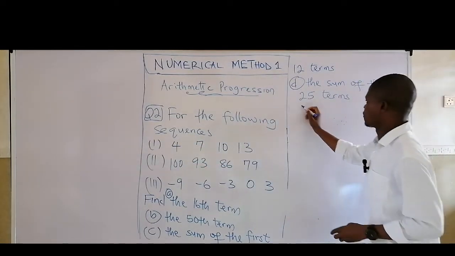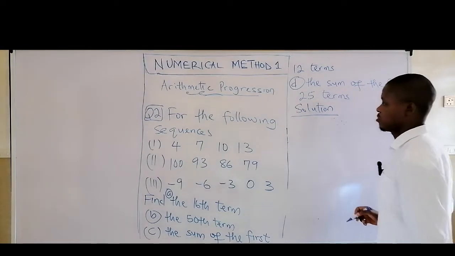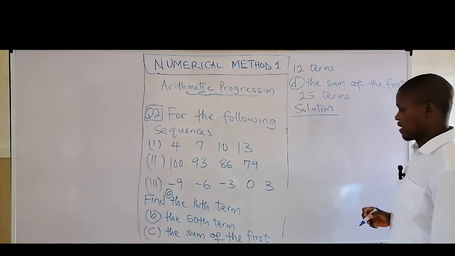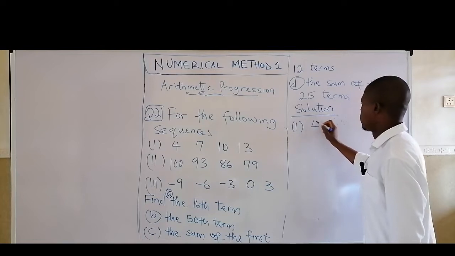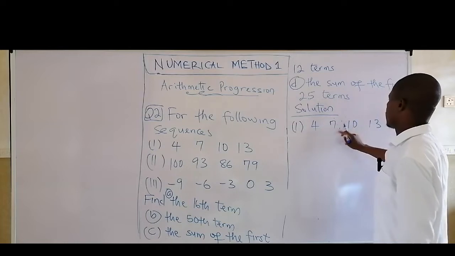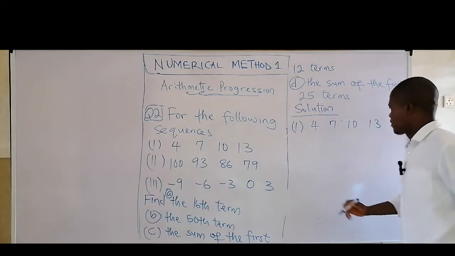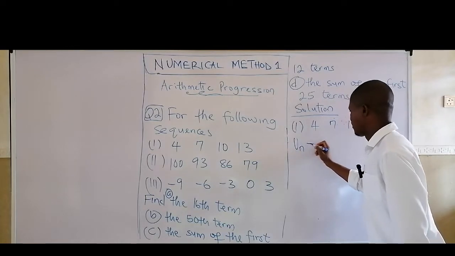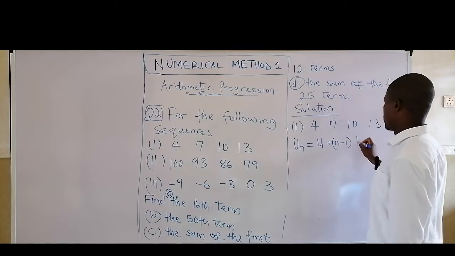So let's see question 1, solutions. We want to find the 16th term of this sequence: 4, 7, 10, 13. We know the nth term is u1 plus n minus 1 in brackets times d.